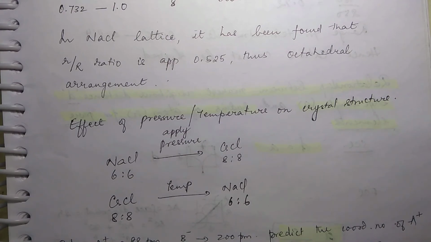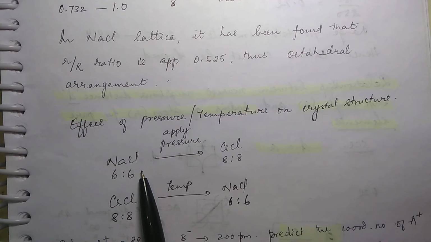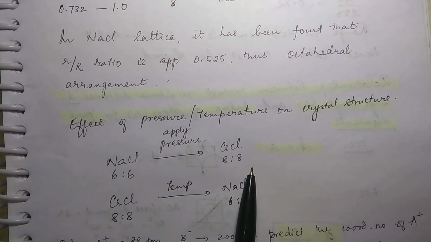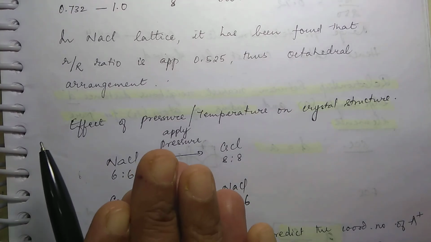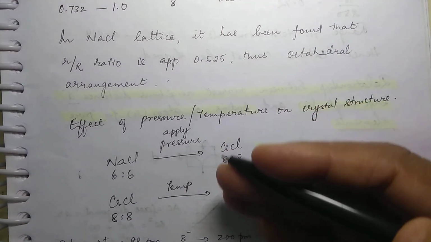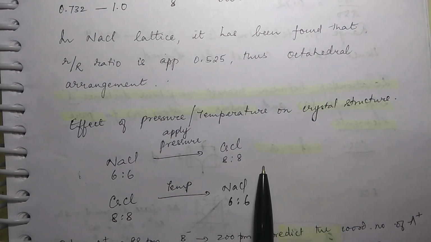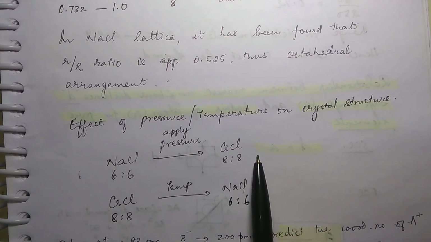Now come to this: if you apply pressure on this NaCl crystal lattice, then what will happen? This coordination number will increase from 6:6 to 8:8. Exactly, when you apply pressure, what will happen? The crystal lattice is getting pressed. So the surface area increases. If it increases, then more number of ions can be accommodated around each. So the coordination number increases from 6:6 to 8:8. That means it will try to acquire CsCl structure.